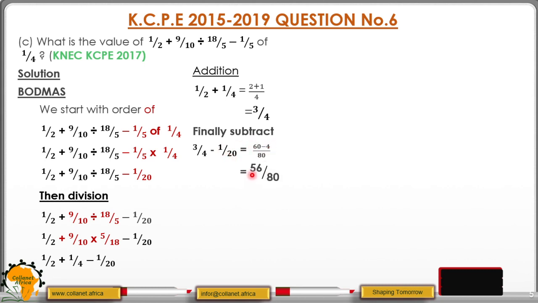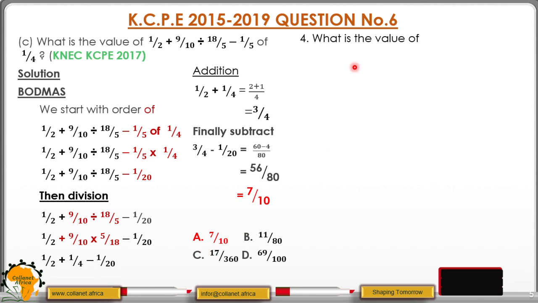So this one will be 56/80. Simplify to get 7/10. That is by dividing by 8 top and bottom. So that is our correct answer. So our choice A is the correct answer. We move on. What is the value of this?